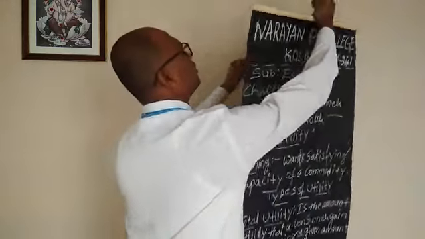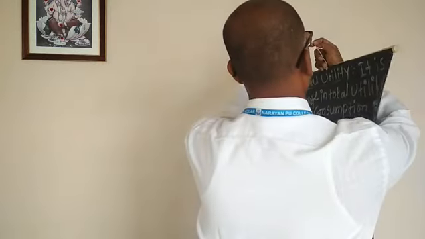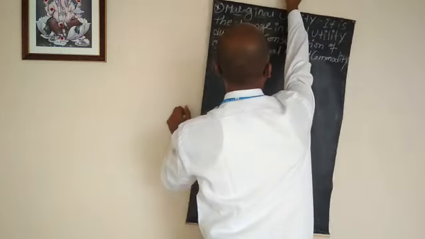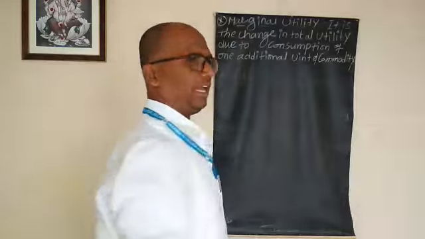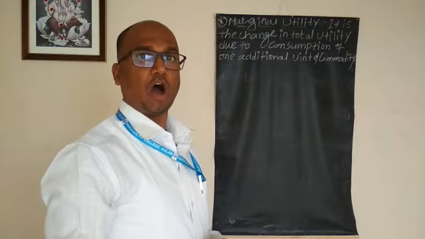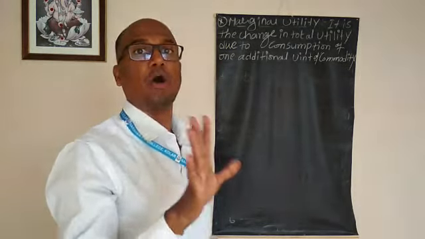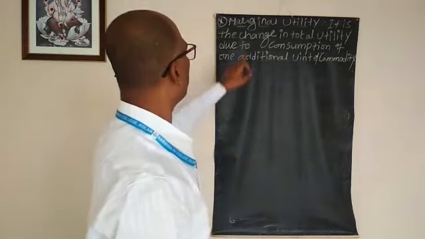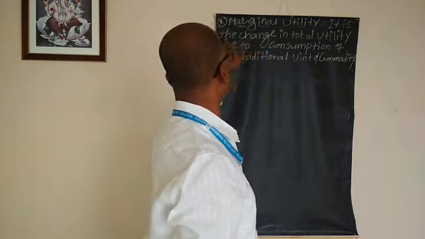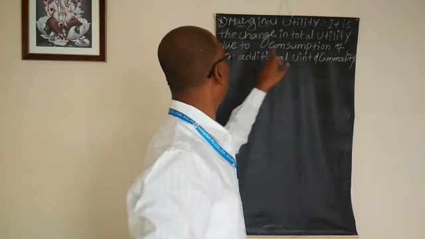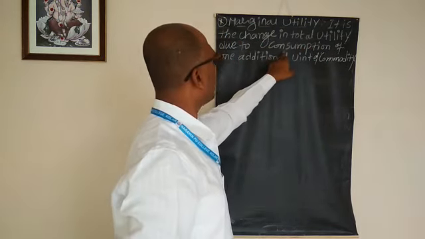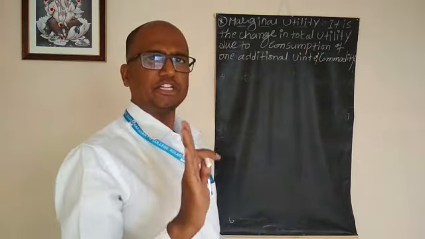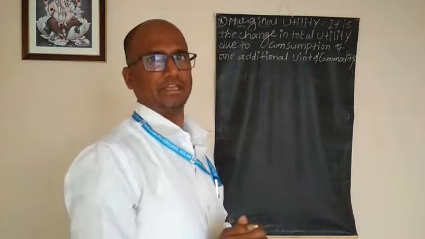Number two, marginal utility. What do you mean by marginal utility? Marginal utility means the change in total utility by the consumption of an additional unit of a commodity. I clearly wrote on the board: marginal utility is the change in total utility due to consumption of one additional unit of a commodity. Additional means an extra unit of the commodity.